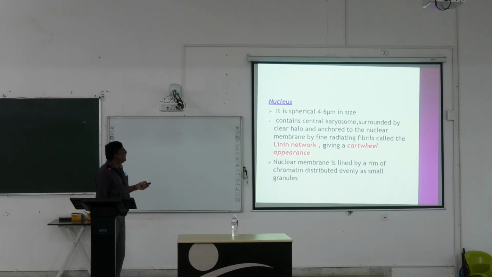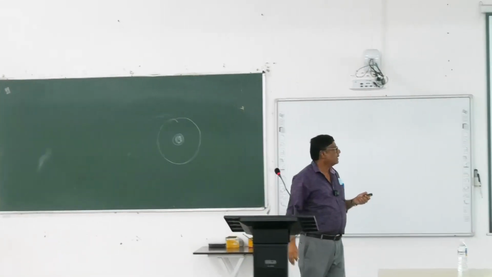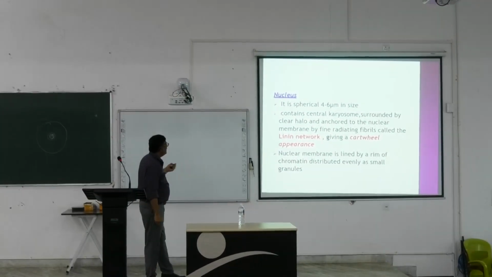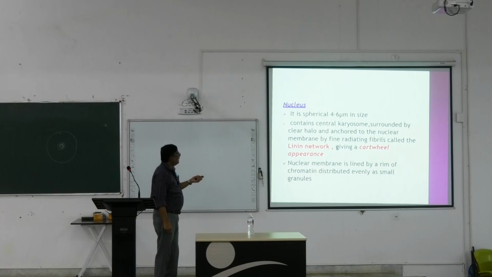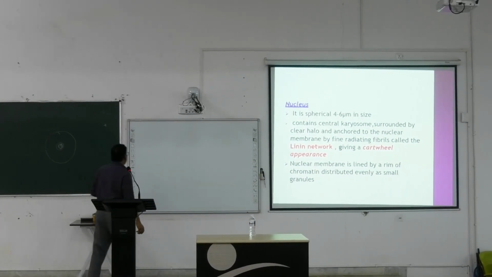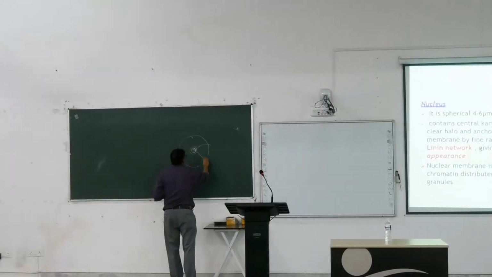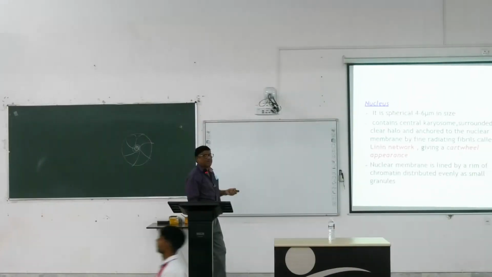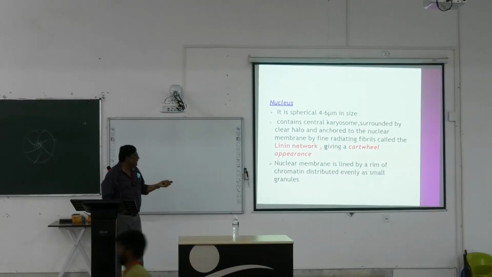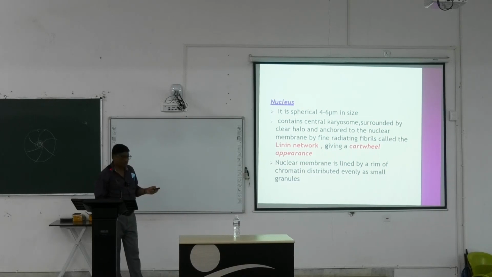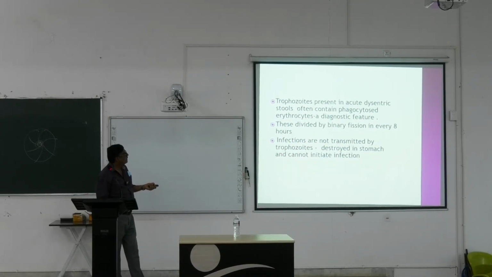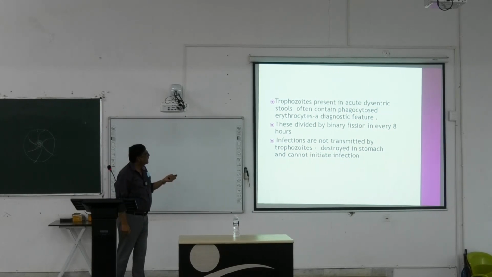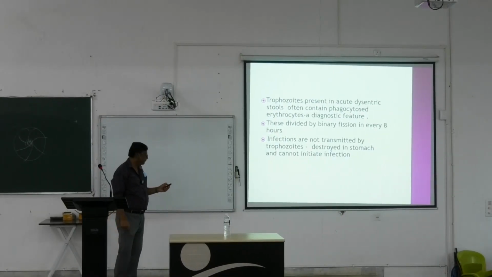The nucleus is typically 4 to 6 micron in size and contains a central karyosome. Centrally there is the karyosome. This nucleus is eccentric and surrounded by a clear halo, anchored to the nuclear membrane by fine radiating fibrils called linin, giving a cartwheel appearance. The nuclear membrane is lined by a rim of chromatin distributed evenly as small granules. Usually present in acute dysentery stool, and it phagocytoses erythrocytes, a diagnostic feature.